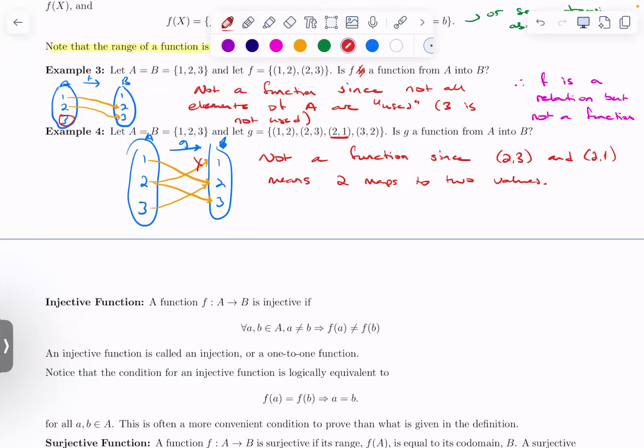Each element has to be used only once, and every element of A has to be used. We're allowed to leave kind of empty slots in B, but every element in A has to be used and can only have one line from it, basically.